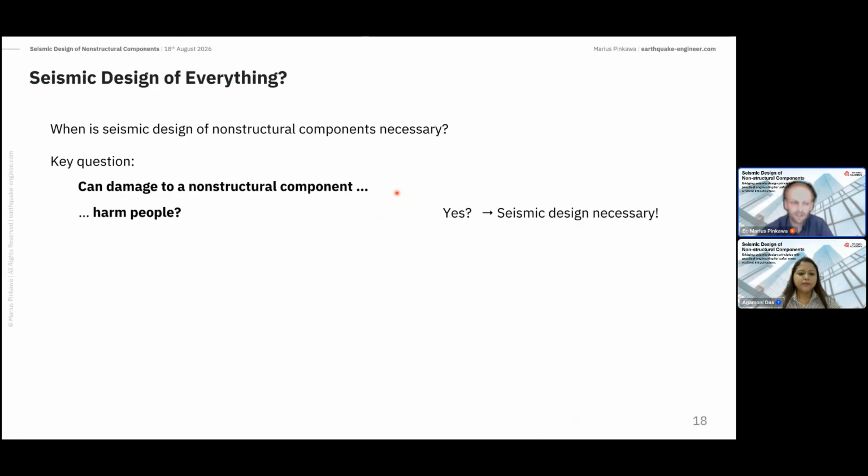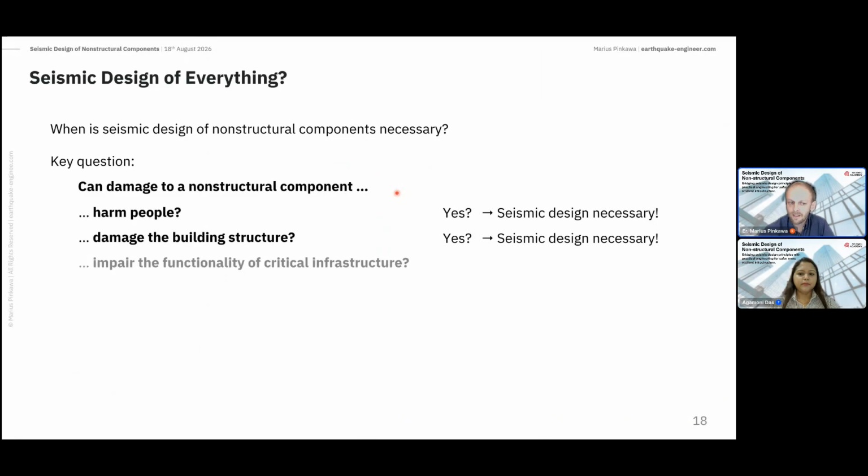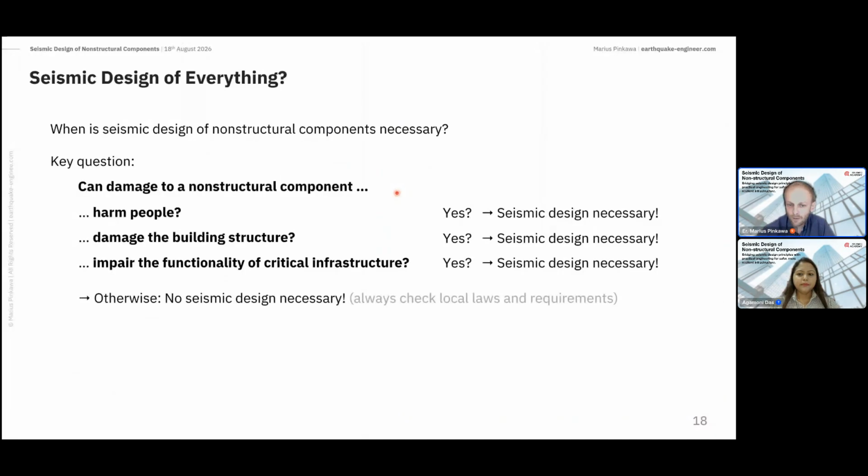The second issue is, can damage to a non-structural component damage the building structure? If yes, you need to do seismic design. And the third one is, can it impair the functionality of critical infrastructure? Again, if yes, you need to consider seismic safety. If all questions are answered with no, then typically seismic design is not necessary. But of course, you always need to check your local laws and requirements. But in general, when we look at seismic codes, those are the three key questions you need to ask yourself.